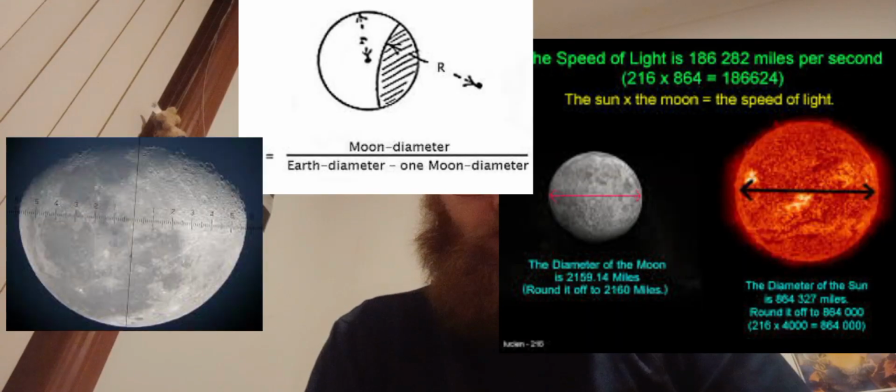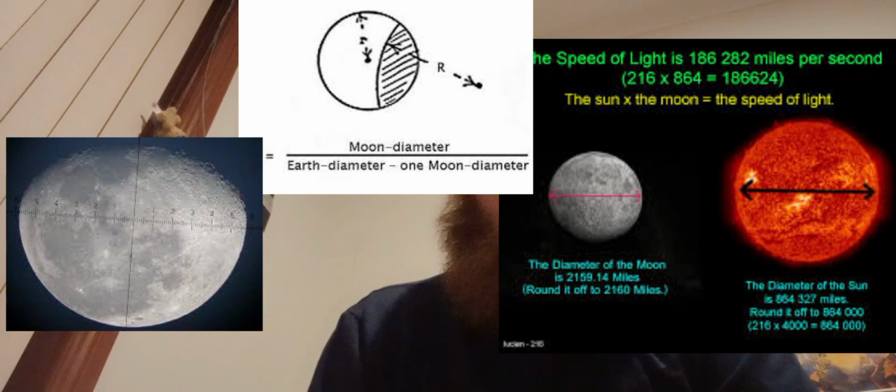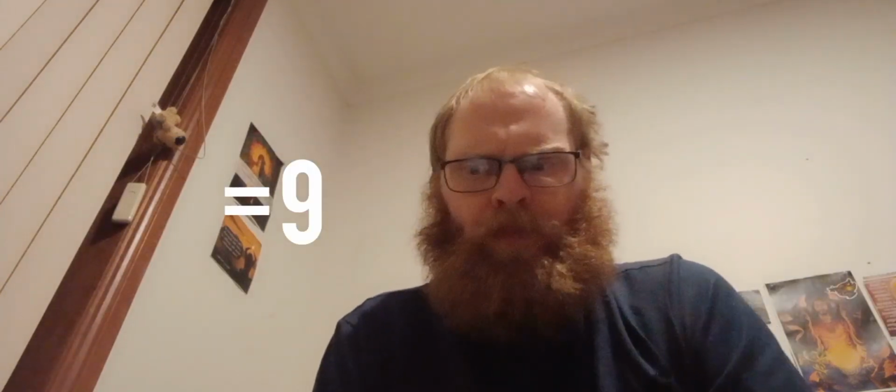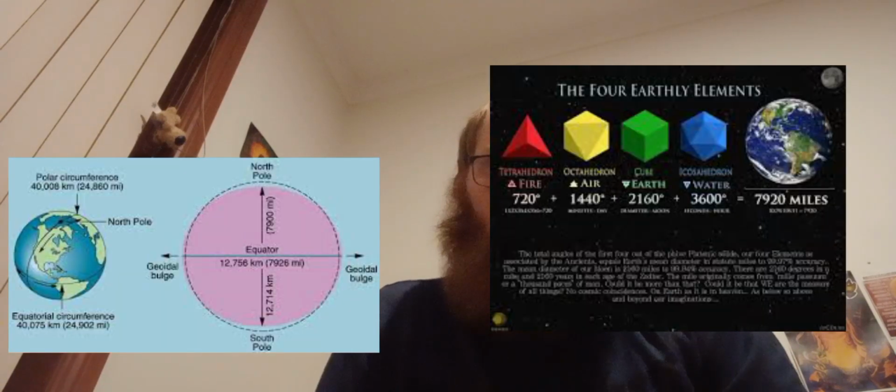So when we add the diameter of the moon, which is 2,160 miles, this is 2 + 1 + 6 + 0 = 9. The diameter of the Earth, which is 7,920 miles. So 7 + 9 + 2 + 0 = 18. So 1 + 8 = 9.